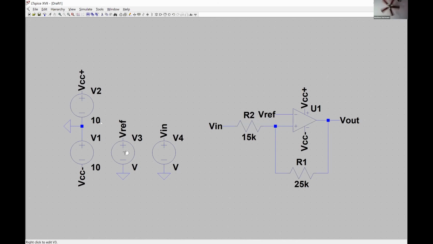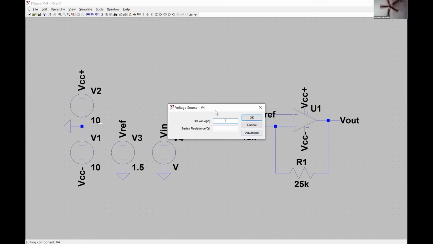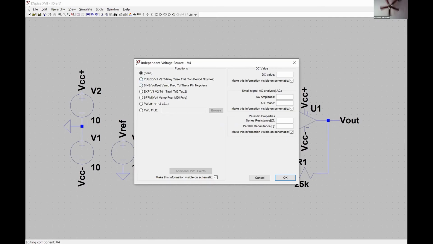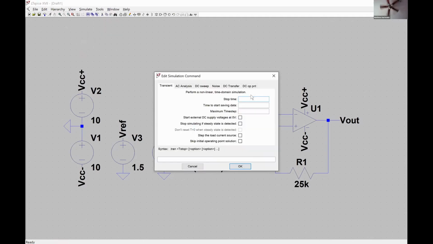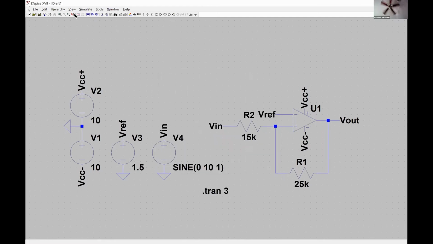My reference voltage is 1.5 volts. And let's have my input voltage swing from minus 10 to positive 10. So we'll make it a sine function, amplitude of 10 volts, and frequency of 1 hertz. And let's look at it over 3 cycles.